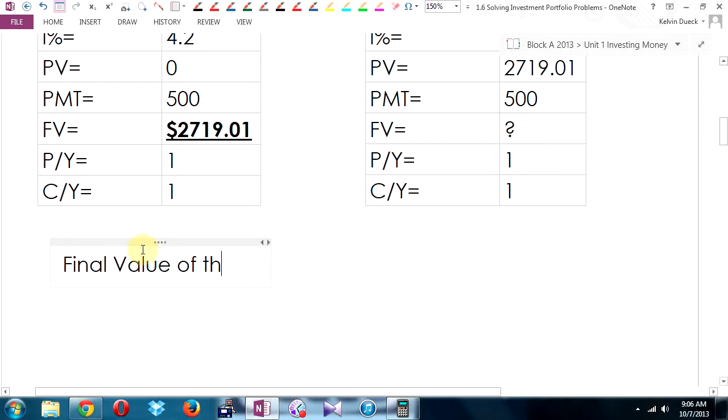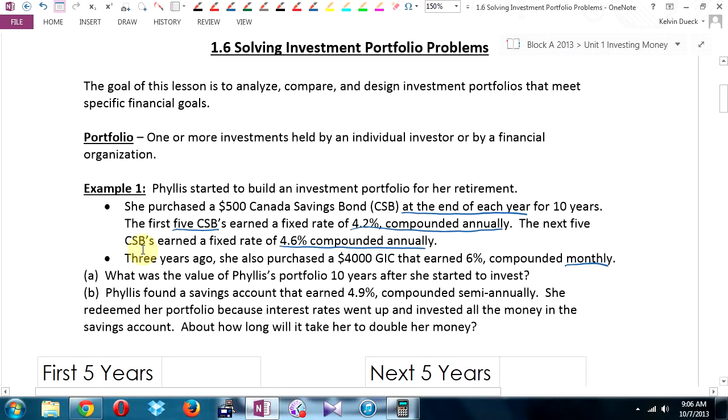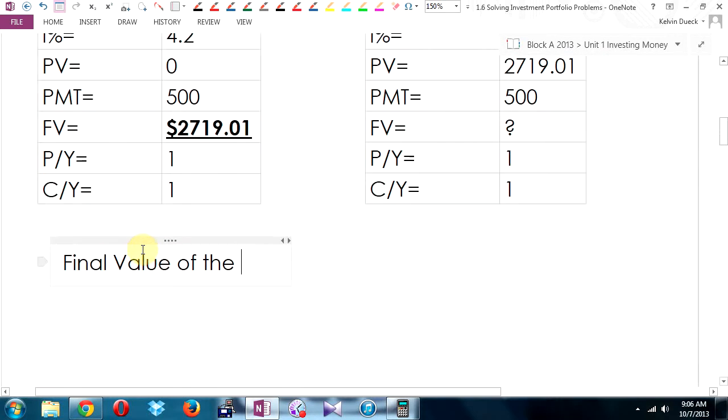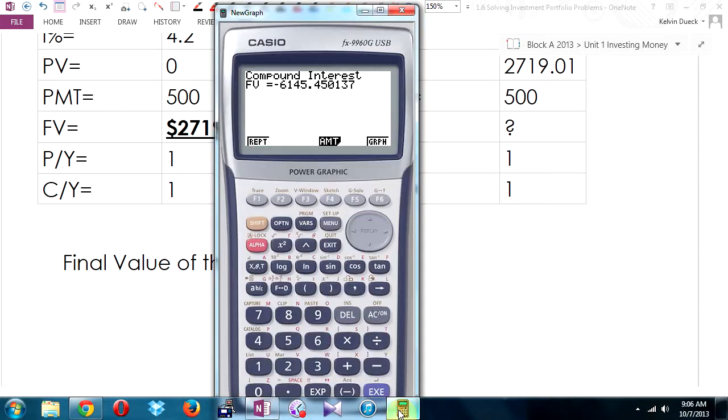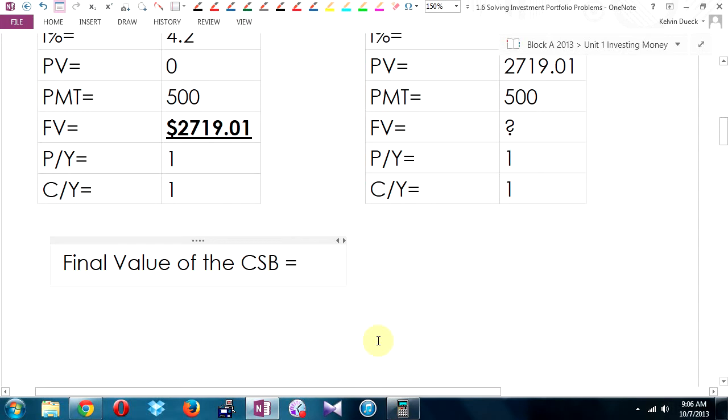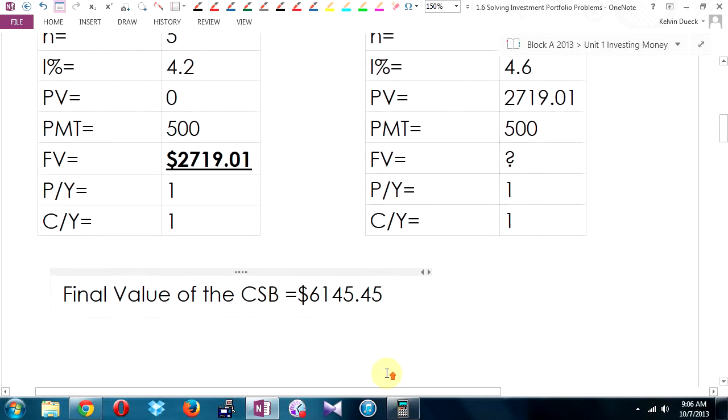Final value of the, what was this, CSB? Equals, what did we say? 6,145.45. 6,145.45. You guys back? Psst, we're back. Okay. That's the first part of her investment.